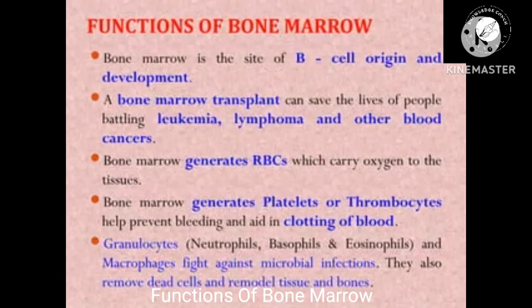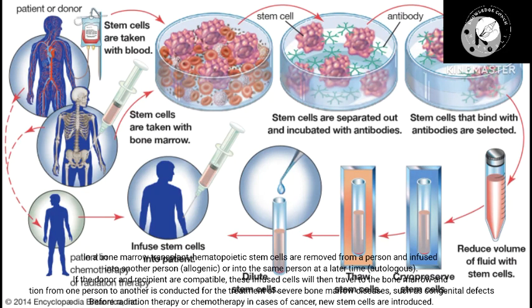Functions of bone marrow. In a bone marrow transplant, hematopoietic stem cells are removed from a person and infused into another person, allogenic, or into the same person at a later time, autologous. If the donor and recipient are compatible, these infused cells will then travel to the bone marrow and initiate blood cell production. Transplantation from one person to another is conducted for the treatment of severe bone marrow diseases, such as congenital defects, autoimmune diseases or malignancies. Before radiation therapy or chemotherapy in cases of cancer, new stem cells are introduced.